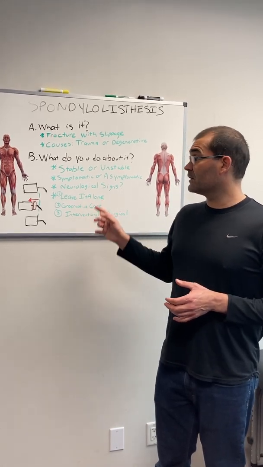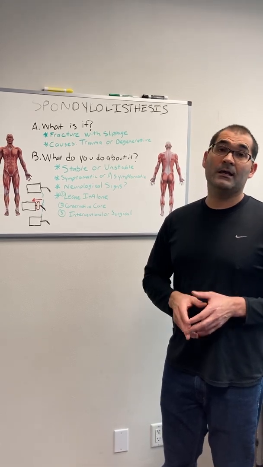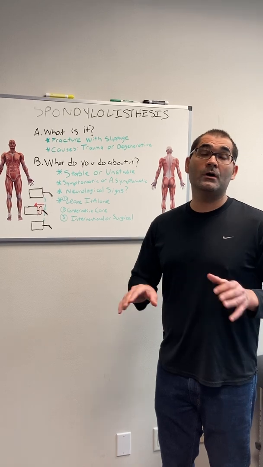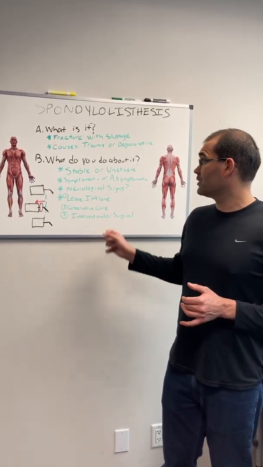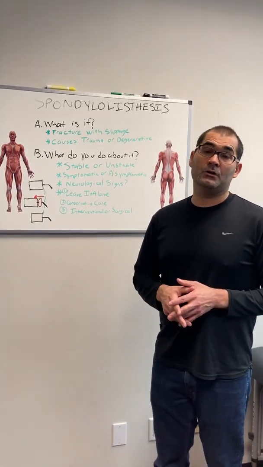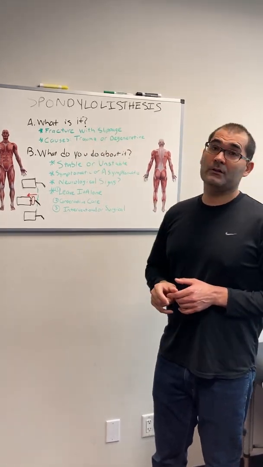So the options: leave it alone if it's asymptomatic and not causing problems. Let sleeping dogs lie. Conservative care if it's symptomatic, stable, and there are no significant neurological findings. Or an interventional or surgical procedure if they're symptomatic, unstable, and have those significant neurological deficits. I hope this clears this up for you on the topic of spondylolisthesis.